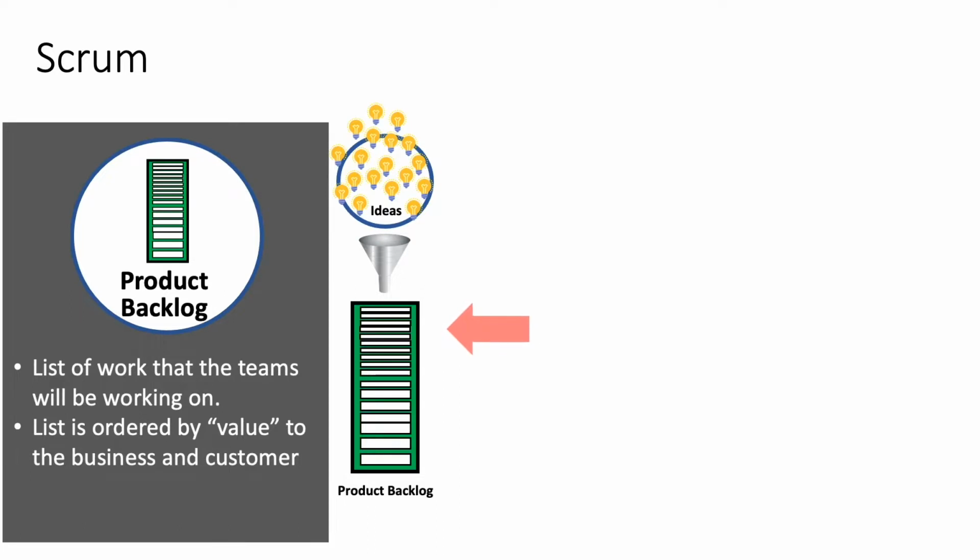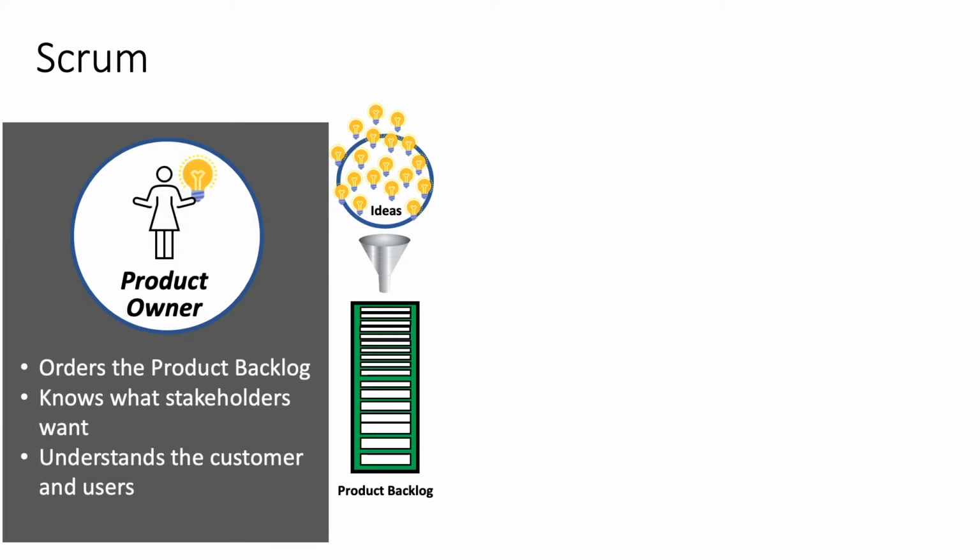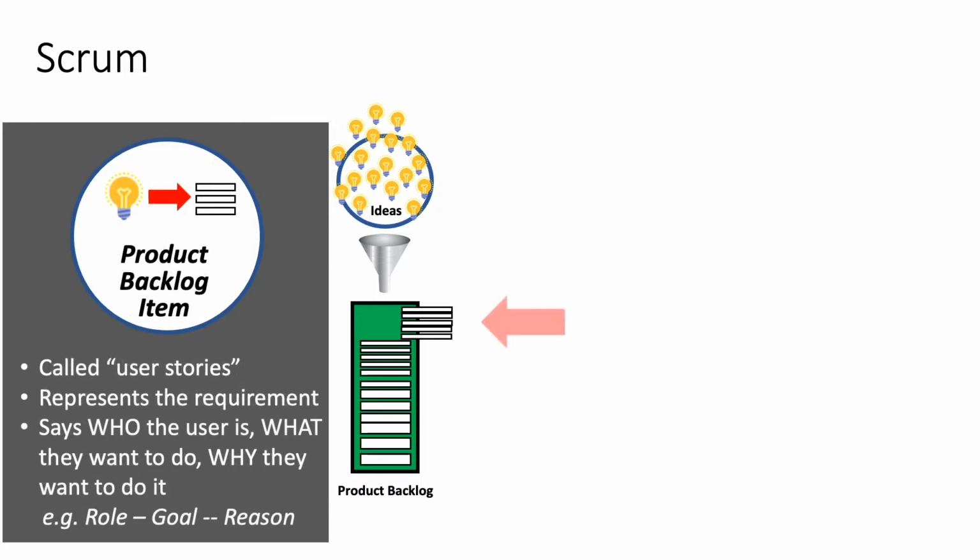This product backlog is managed by a person who we'll call the product owner. It's the product owner's responsibility to decide what goes in and what does not go into the product backlog, so that there is a single person responsible for representing business priorities and customer needs. Each item of work in the backlog is called a product backlog item. Many people simply call these user stories.